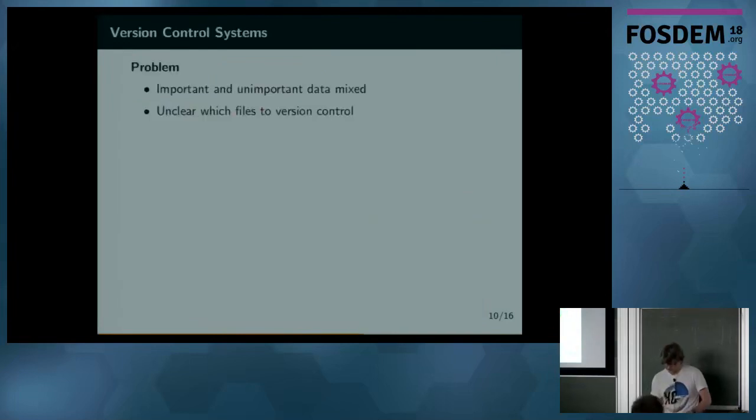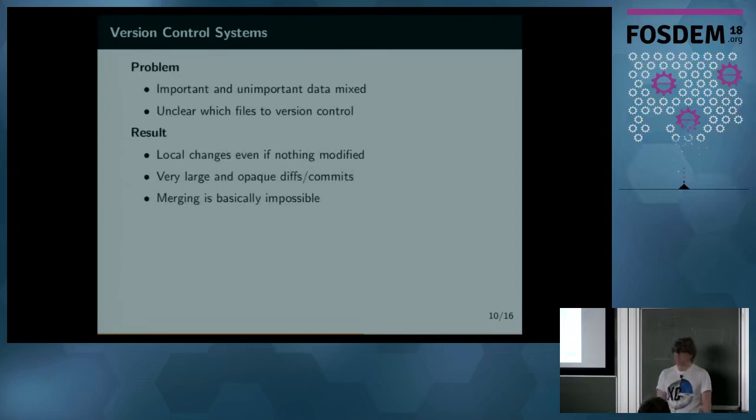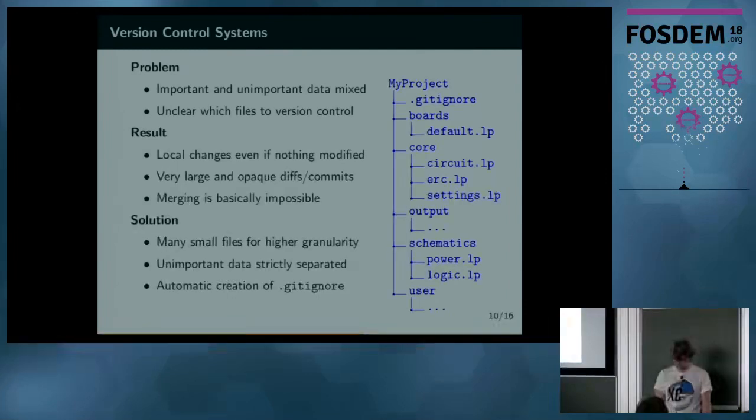So the next problem is version control systems. It's quite hard to version control EDA files because often important and unimportant data is mixed. So you cannot just check in the important data but not the unimportant. And it's often even unclear which files to put under version control and which not. And the typical result is you have local changes even if you didn't modify anything in a project, or very large diffs, and merging is for sure impossible.